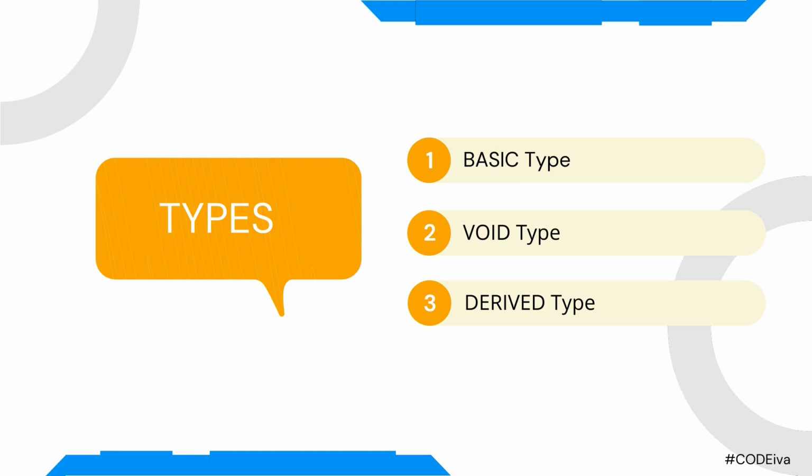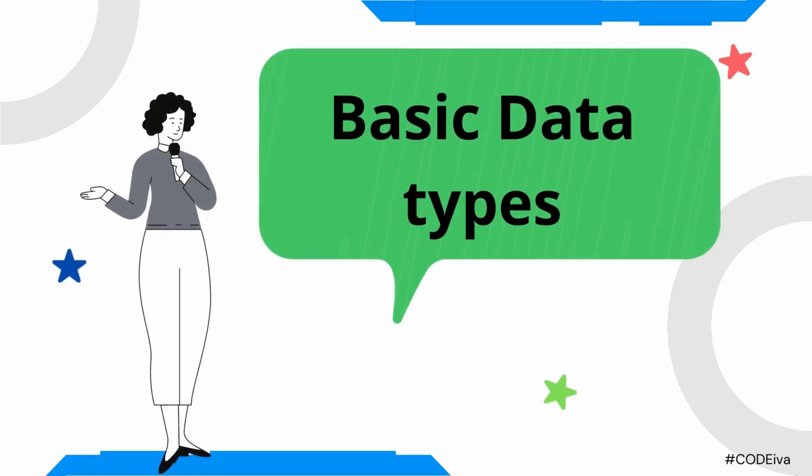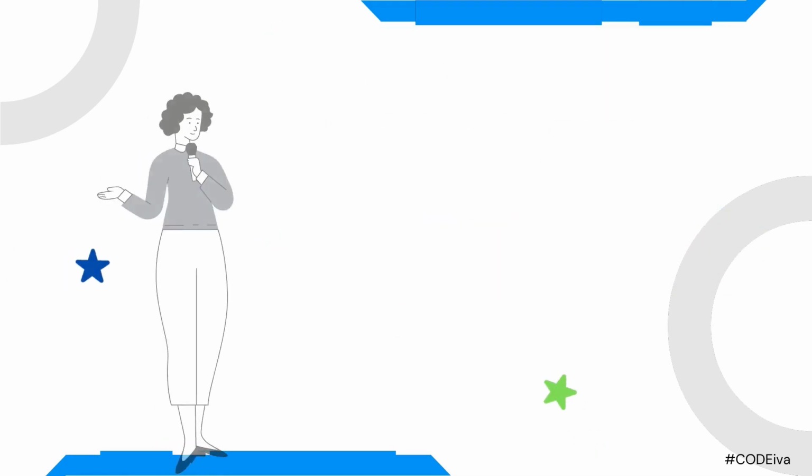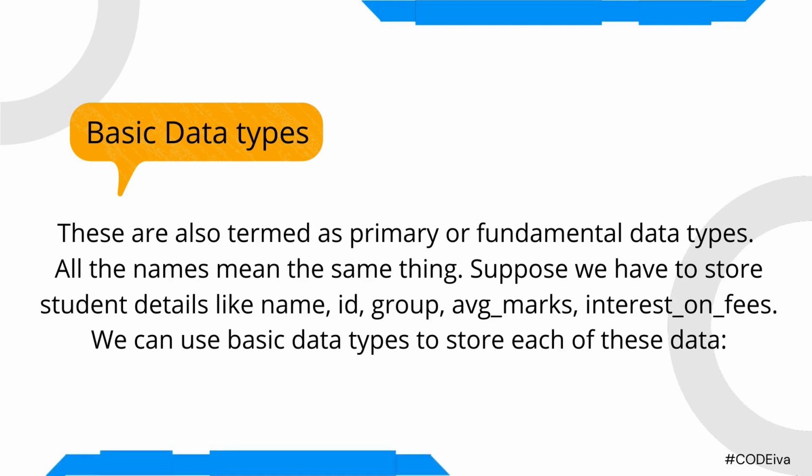There are three types of data types. They are basic type, void type, and derived type. Okay, let's discuss basic data types. These are also termed as primary or fundamental data types. All the names mean the same thing.